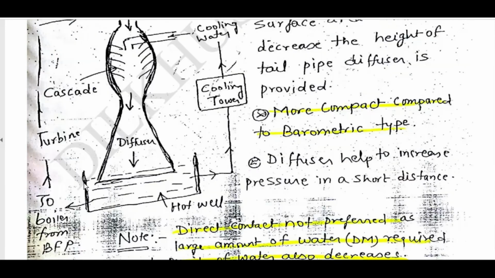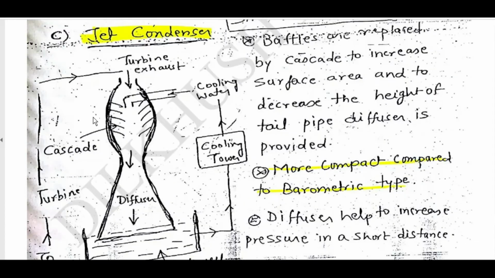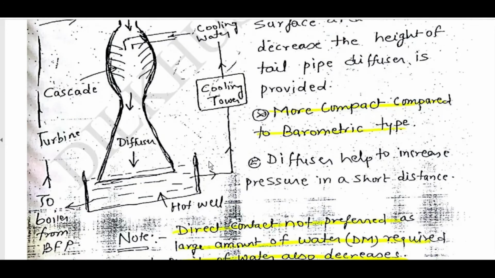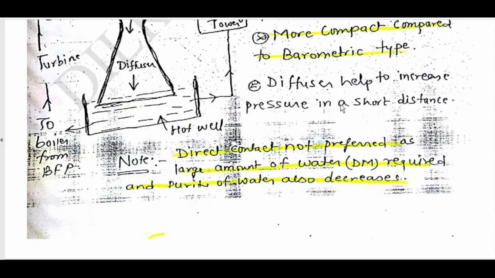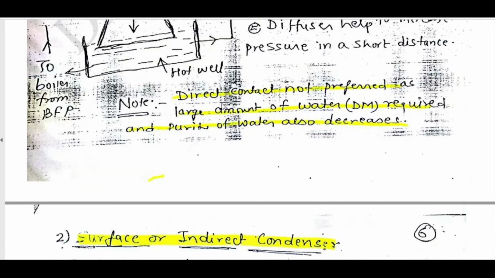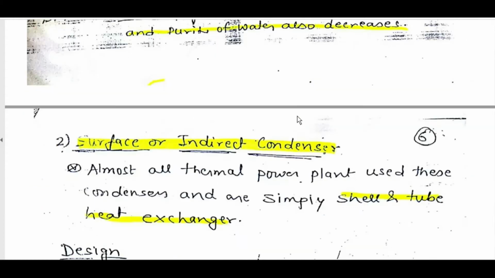Cascade, turbine exhaust, cooling water, cooling tower, hot well. More compact compared to barometric type, diffuser helps to increase pressure in a short distance. Direct contact not preferred as large amount of DM water required and purity of water also decreases.